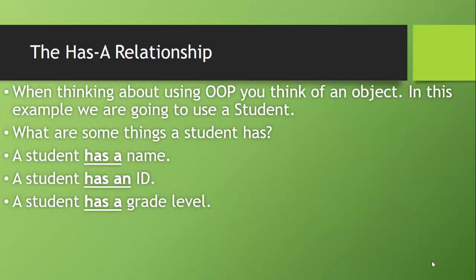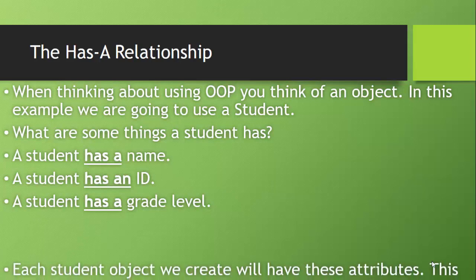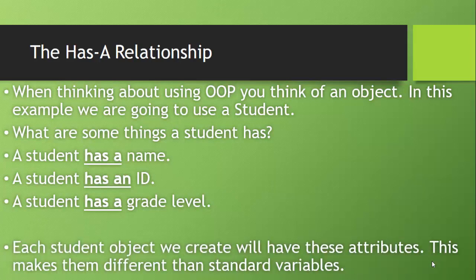So by thinking about the has-a relationship, it allows me to think about the attributes I'm going to need for that class. Now, each student object we create today will have these attributes, and this makes them different than standard variables. If I create a regular variable called name, I can only store one name or one string inside that variable name. I can only store one ID value inside the variable ID. I can only store one grade level inside my grade level variable. Every time I create an object, they are by default going to have these attributes automatically.